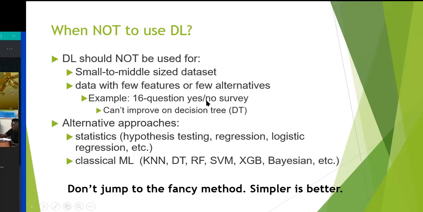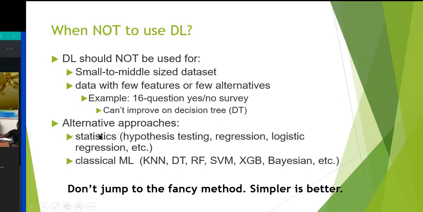A 16-question yes-no survey means you have 2 to the 16th possible outputs. You can characterize the probability distribution completely. You can't improve on a decision tree. Deep learning is just a lot of fancy machinery for no good reason. If you want to use deep learning, it should be something that's fitted. You need to understand what deep learning is doing and what approach it's taking to the data. And I will talk about that shortly.